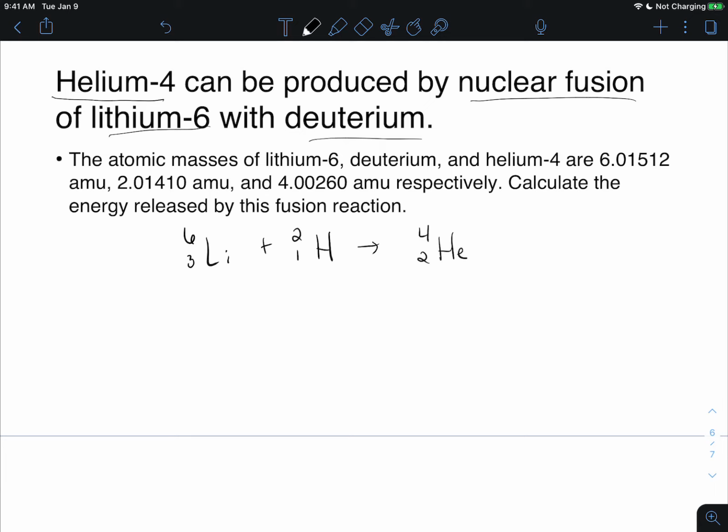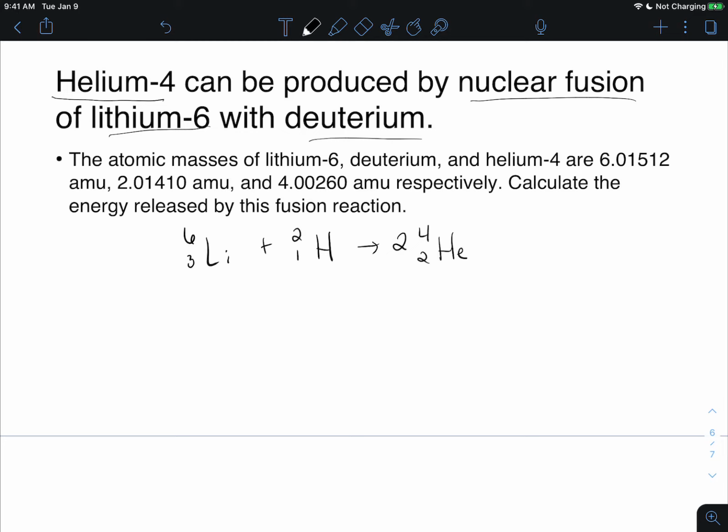Now, looking at this, hopefully we notice that they do not match up on both sides. We have 8 as our mass number on the left side, 4 on the right, 4 as our atomic number on the left side, 2 on our right. So we need 2 helium nuclei to balance this out. Now, the first thing we want to do in any fusion, fission, binding energy reaction, we want to determine what our mass defect is.